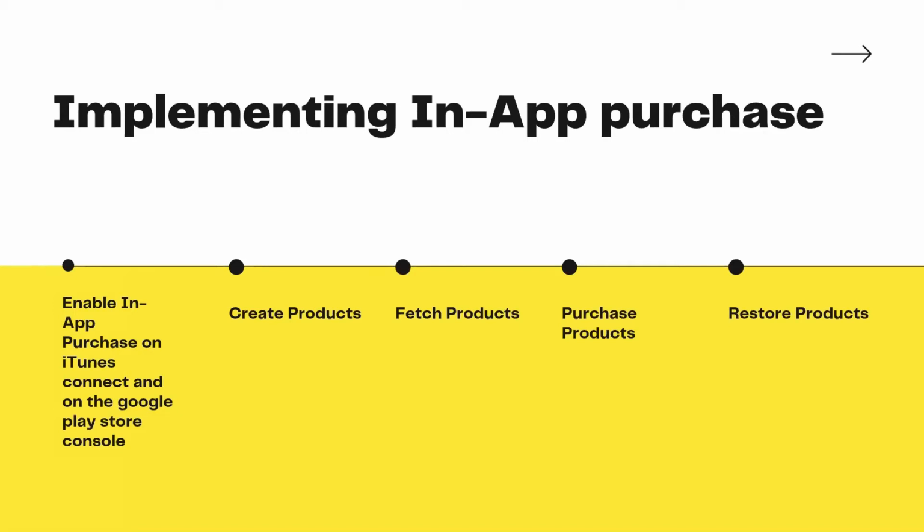We can fetch the product and purchase the product using a third-party library in React Native, and the same with restoring products. The restore functionality comes into the picture when a user has already bought a subscription and changes his device. On the new device, he can get his already bought items using the restore functionality given by in-app purchase. This will be seen in detail in the demo as well.